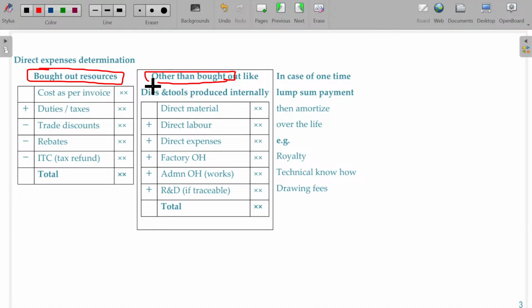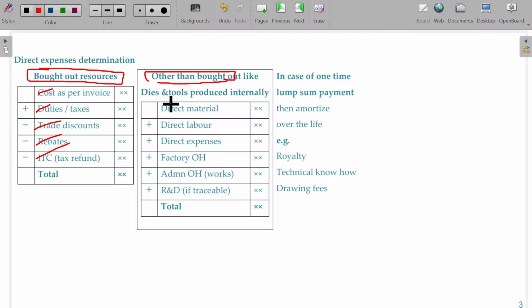Then automatically purchase cost can be identified, like cost you spend and carriage and other expenses related to the machine or asset brought to your place, and duties, if any, will be addable. Trade discount, rebate, ITC refundable is subtracted.